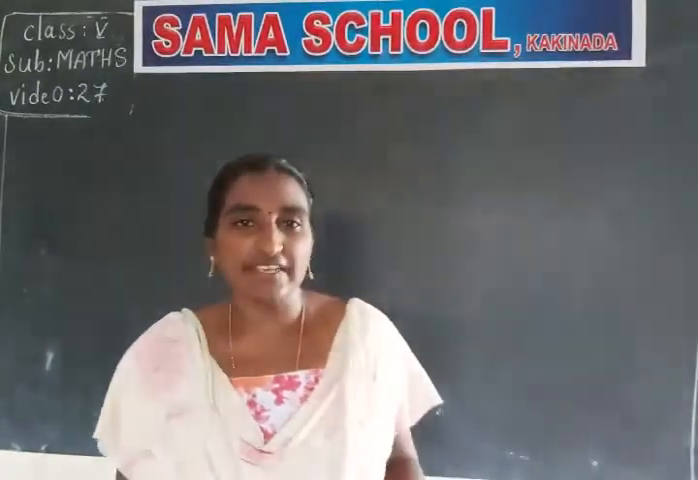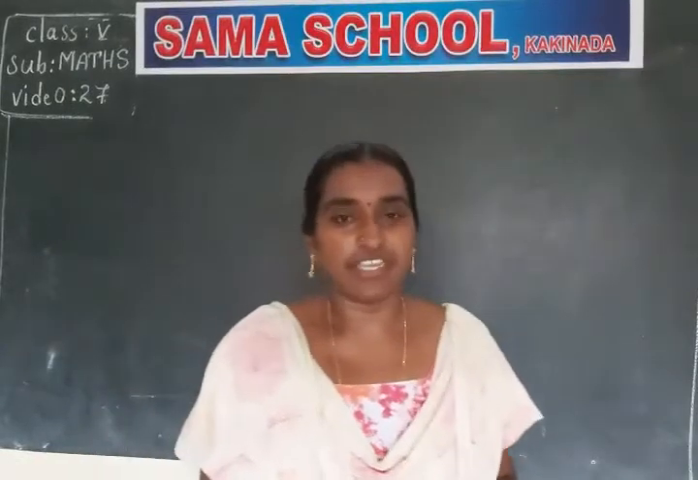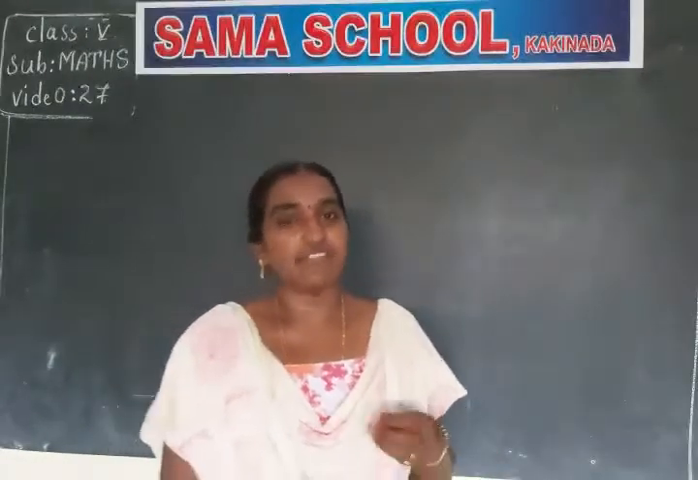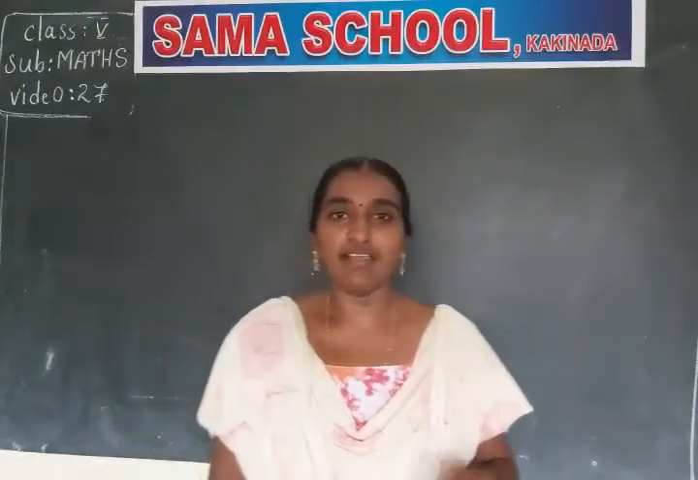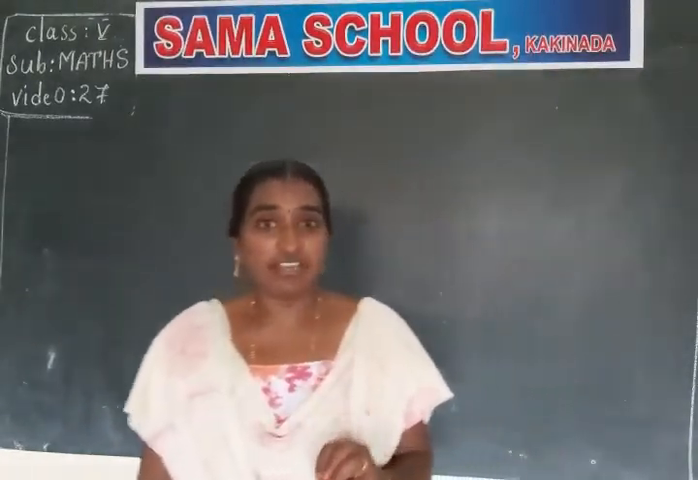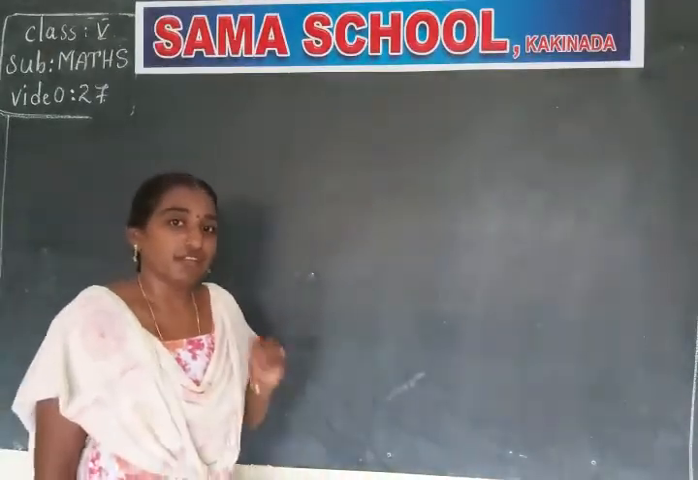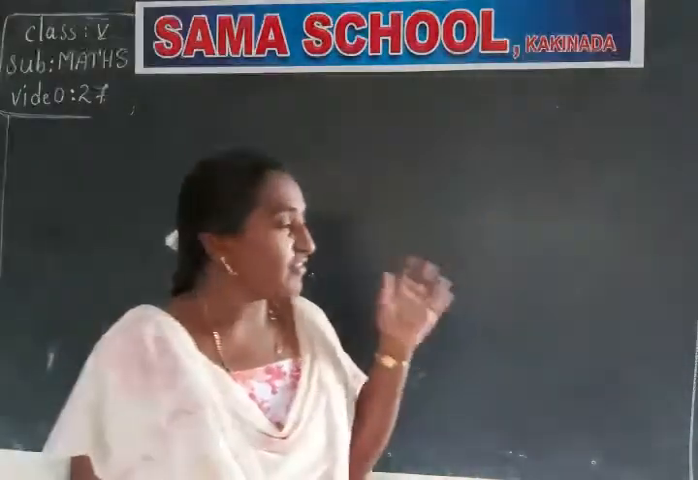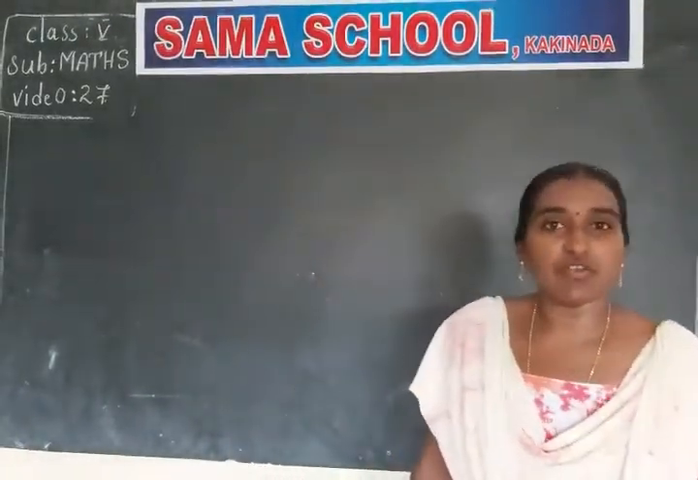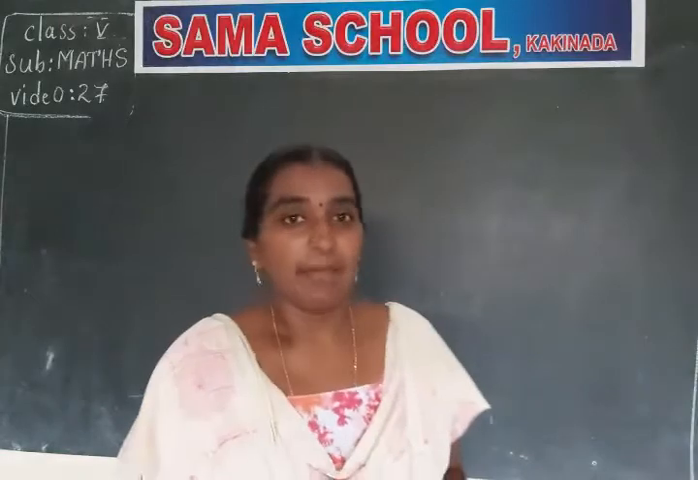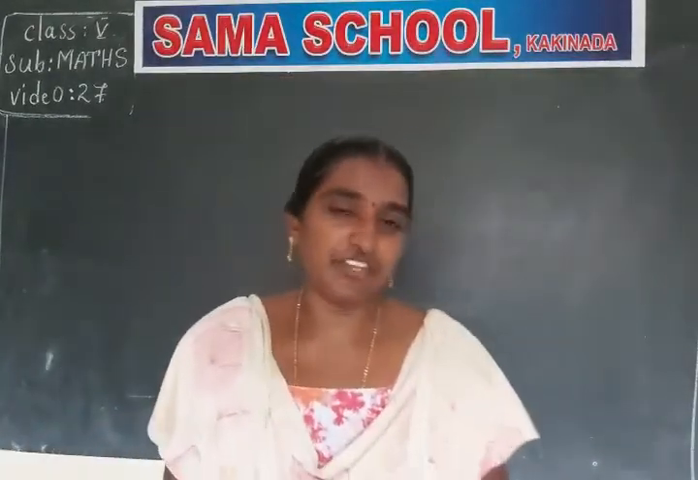See children, in the previous class we have learned divisions, the meaning of the word divisions, what are the terms we have in divisions, and what are the properties. Everything we have learned in the previous class. And after that we have learned a verification formula also. What is the use of verification formula? After finding the quotient and remainder, we can check our answer, whether we got the correct quotient and remainder, by using this verification formula. Did you follow the previous video children?